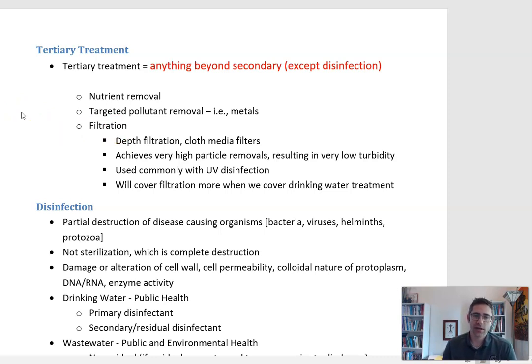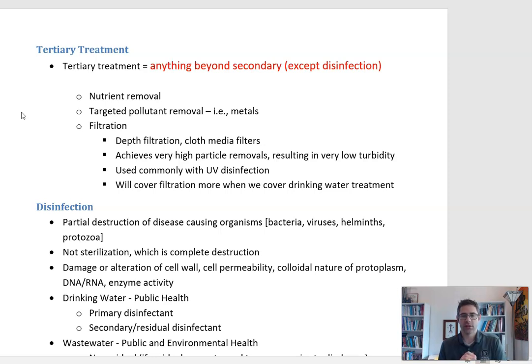There's essentially two main kinds of filtration: depth filtration and cloth media filters. Cloth is essentially filtering through cloth, like cheesecloth, typical things, or fabric. Depth filtration would be sand or granular activated carbon, and these can achieve very high particle removals, resulting in really low turbidity. Turbidity is the measure of how much light scattering there is, or how cloudy the water might be. You see filtration most commonly with UV disinfection, which we'll talk about in a little bit.